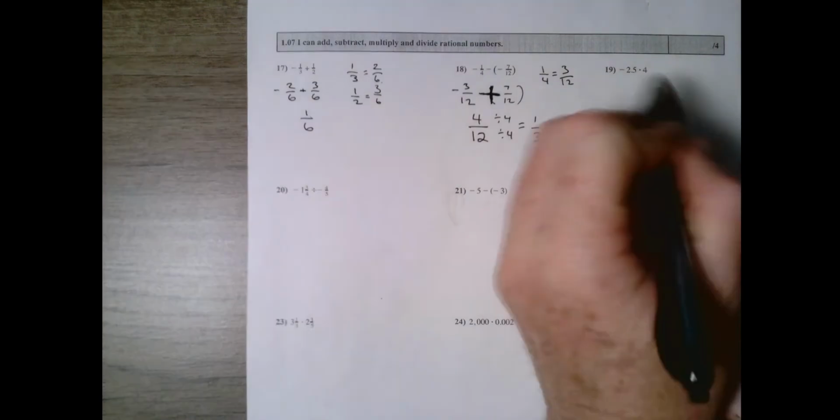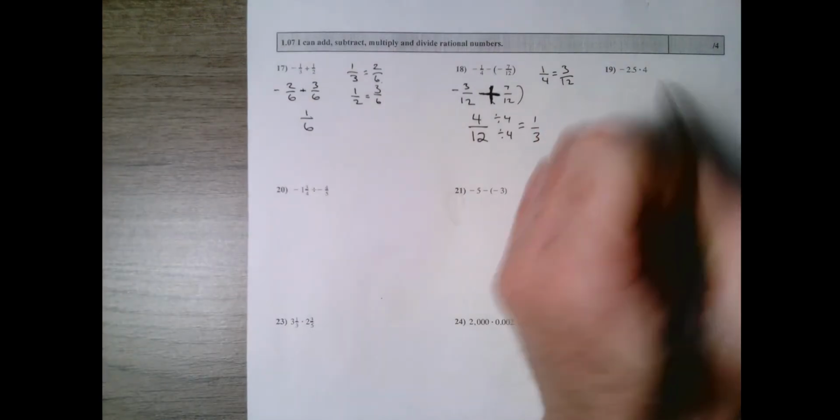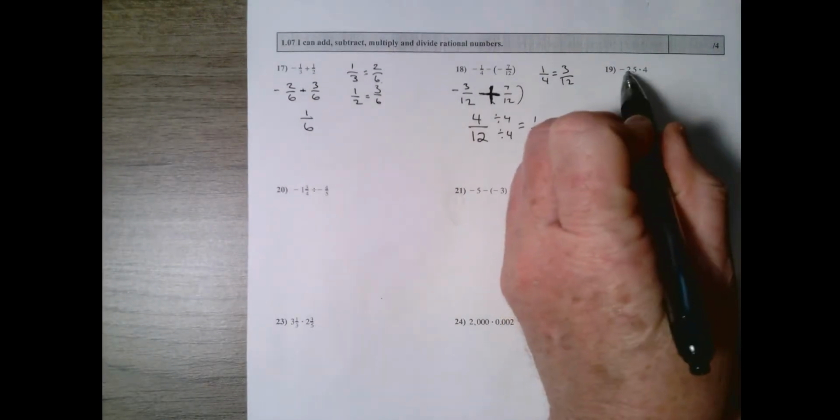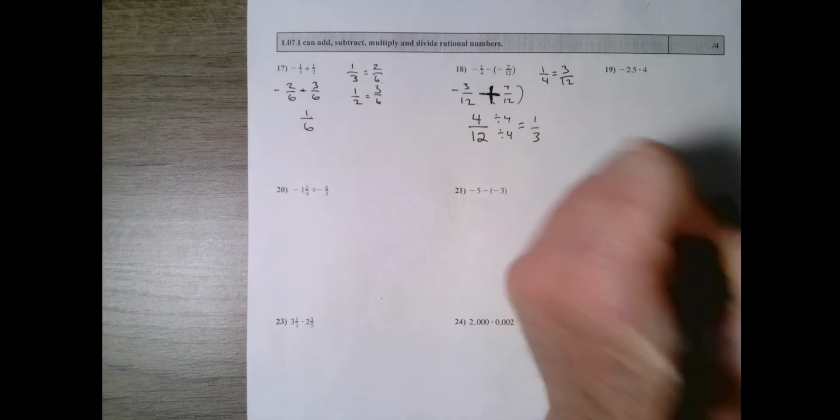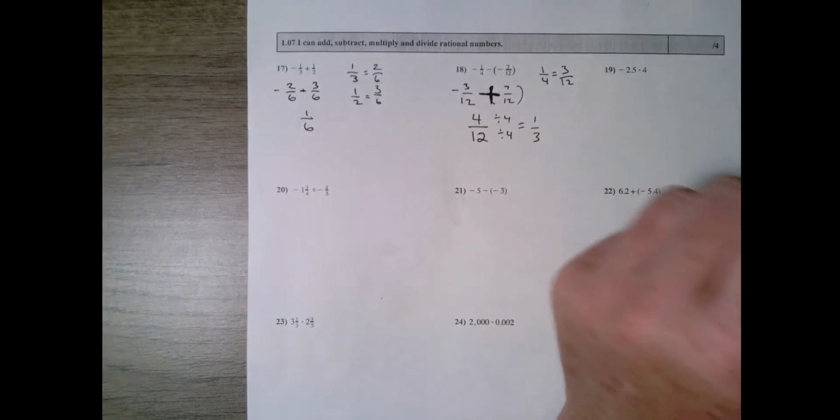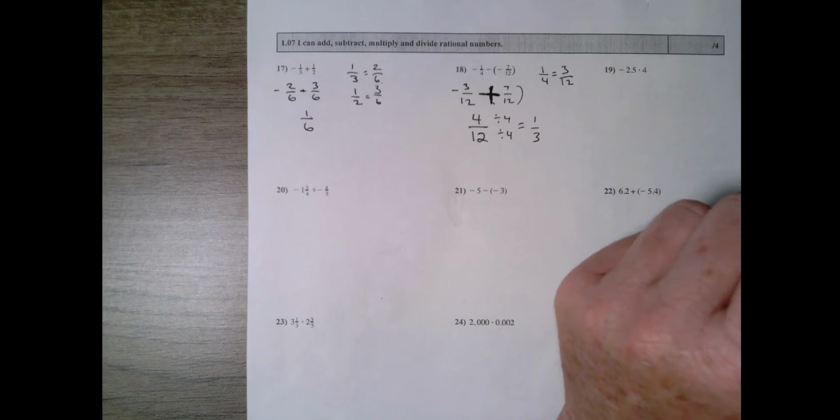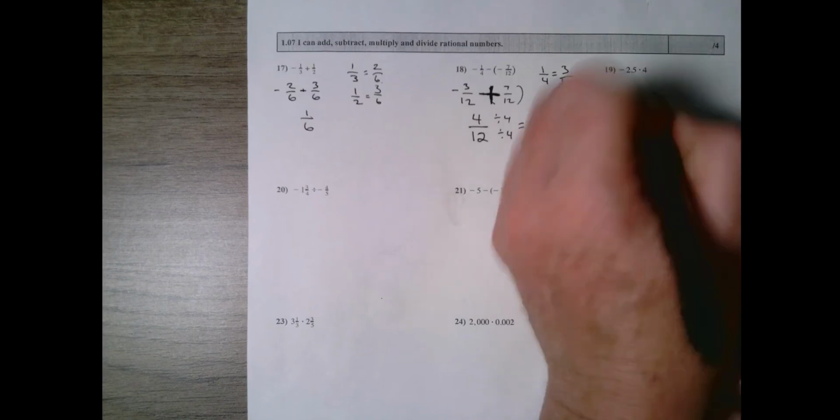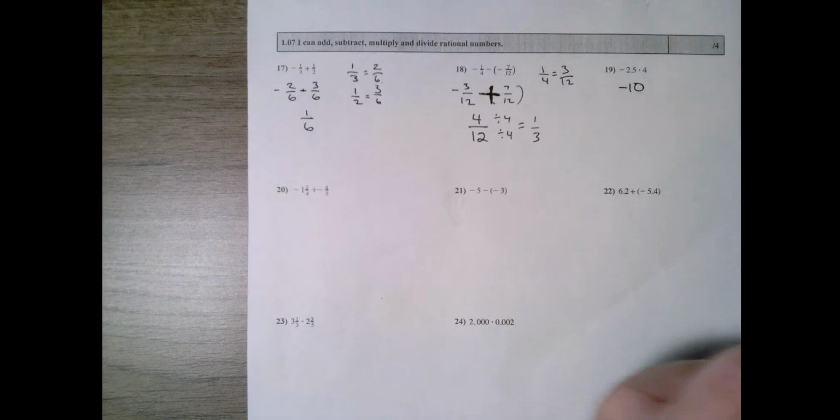All right, this is negative 2.5 times 4. So let's see, 2.5 times 2 is 5, and then double that, that's going to give me 10. And I know my answer needs to be negative. Okay, a negative times a positive.